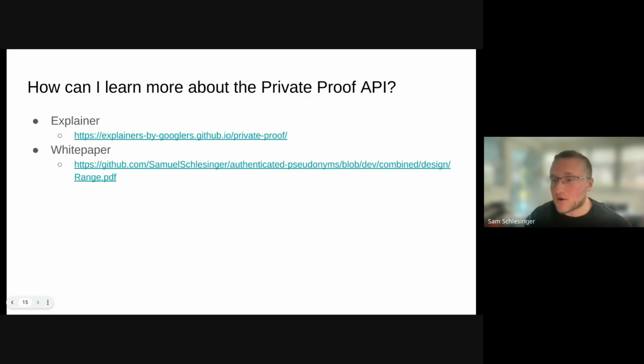The paper is called Sharp, if anyone's curious, like short, relaxed proofs, approximate proofs. I forget what it stands for, but it's Sharp range proof. We'll get it for you.